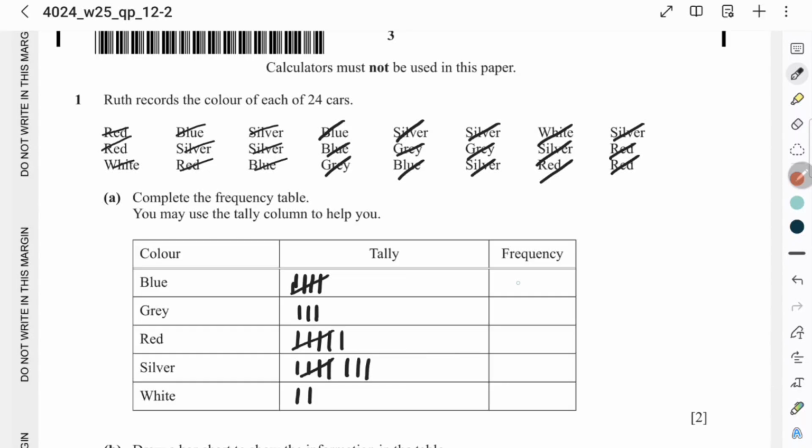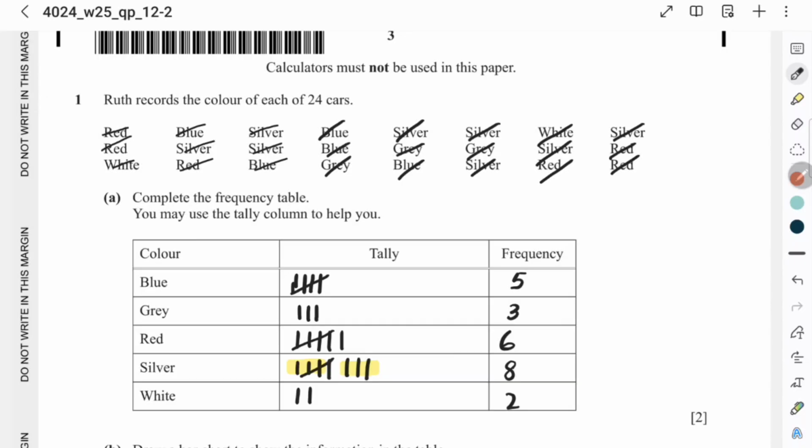So we'll have the total number of tally marks in blue is 5, and then we have 3 in gray, 6 we have in red, and then you can see 5 and 3 more. There are 8 tally marks in silver and white too.